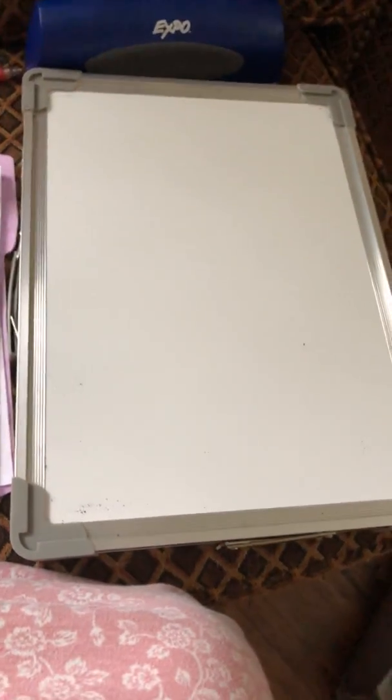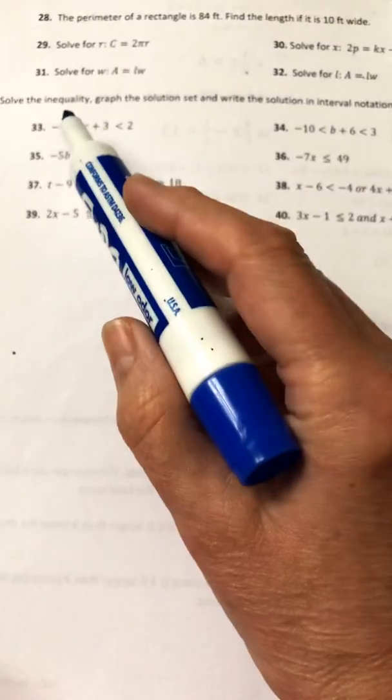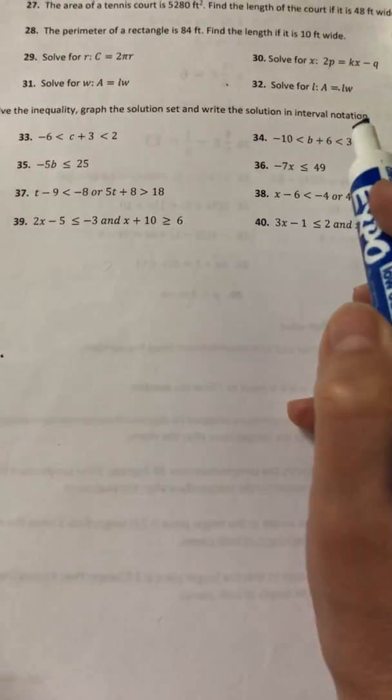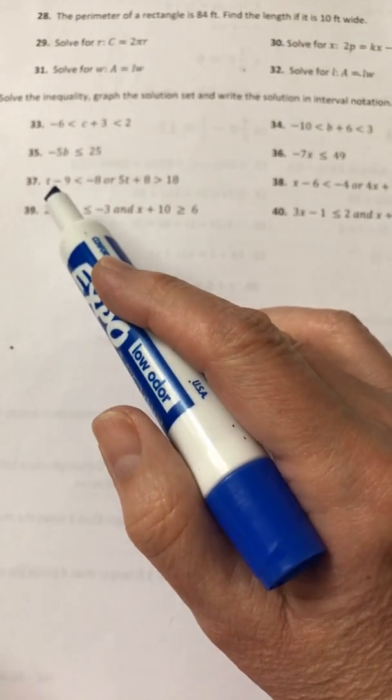Good morning. I'm going to do 37 and 39 as promised. And I'm looking at your review sheet. We are solving the inequality, graphing the solution, and writing it in interval notation. And 37 says t minus 9 less than negative 8, or 5t plus 8 greater than 18.